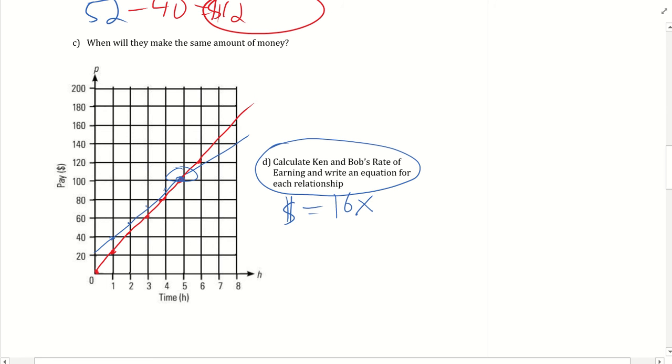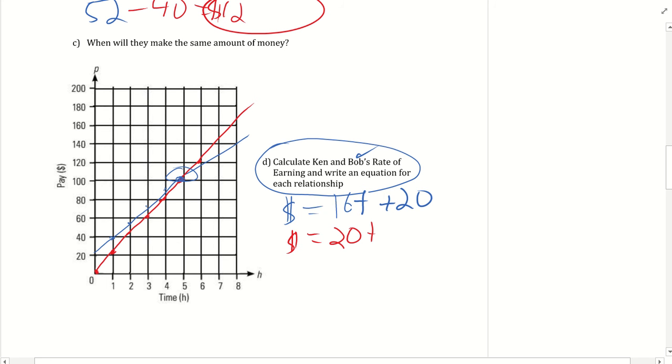I could put T in there too. Actually, you know what? I'll put the T to keep it consistent with what we had before. It doesn't really matter what you put in for variables, plus that $20. Remember, that came from his gas allowance. So that would be Bob's rate of change, right? That would be his equation. And our friend Ken, how much money he made, he would go 20 times the time he did.